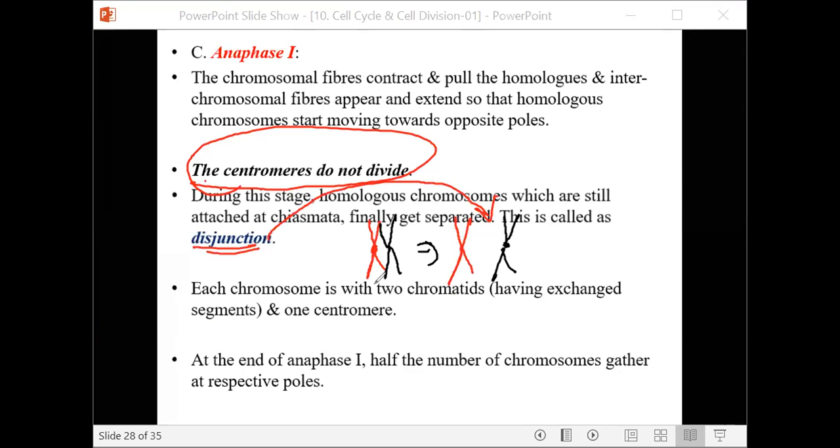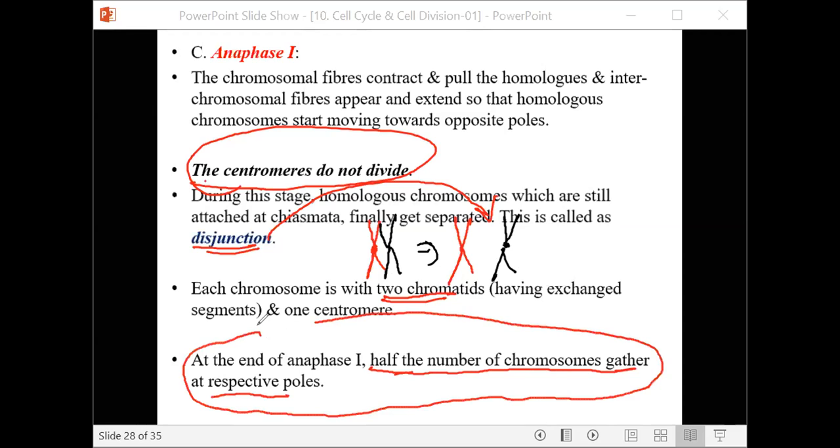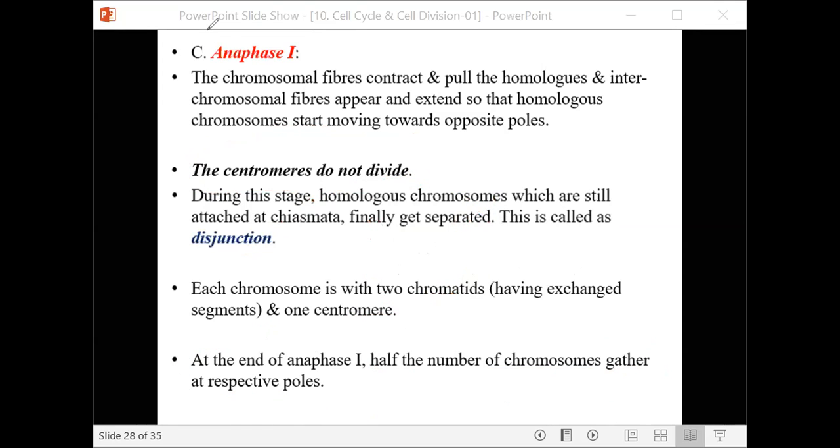Now each chromosome is with two chromatids. Material exchange over there, genetic recombination between these two, red and white, exchange has taken place. Sorry, they each have one centromere. All right, but the chromatids are not separating from each other, they are intact. So half the chromosome number gathers at the respective poles. So this is the stage where the reduction is occurring. Okay, half reduced, distributed.